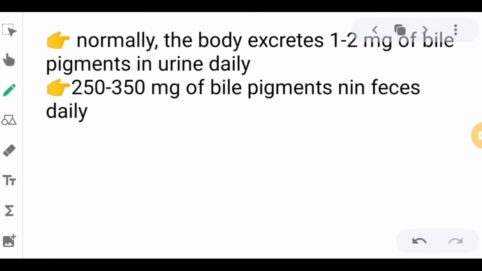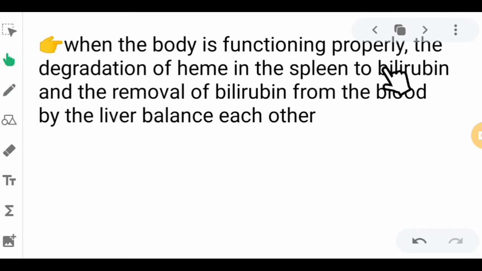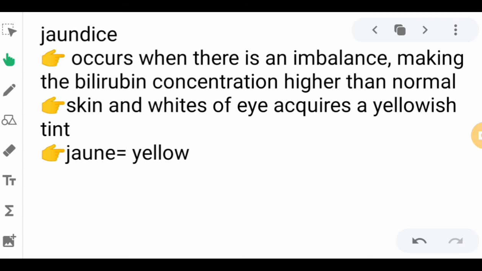Next, normally the body excretes 1 to 2 milligrams of bile pigments in urine daily, and 250 to 350 milligrams of bile pigments in feces daily as well. When the body is functioning properly, the degradation of heme in the spleen to bilirubin and the removal of bilirubin from the blood by the liver balance each other. Meaning, if they are balanced, their colors wouldn't manifest in your feces and urine. But if there is an imbalance, we will have the disease called jaundice. It occurs when there is an imbalance, making the bilirubin concentration higher than normal.